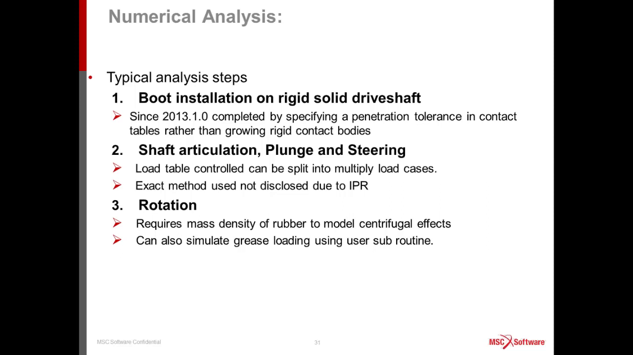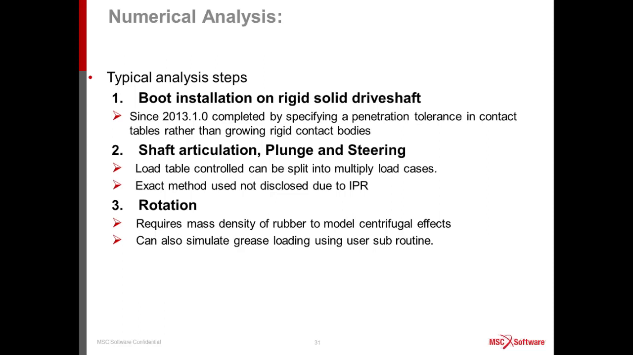We then look at shaft articulation, so that's steering and droop suspension. We look at plunge if it's a plunging joint, and steering angle if it's a steering joint. These are all controlled by load tables using the normal contact table analysis methods.